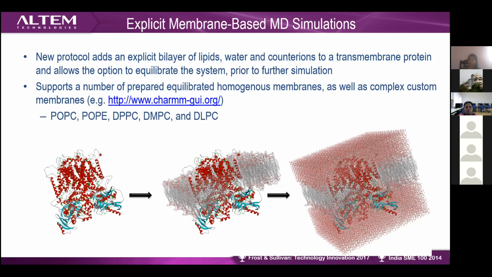So it can support a number of prepared, equilibrated as well as homogeneous membranes. Based on the membrane, there are some membranes available, for example POPC, POPE as well as DPPC. So these are the membranes which have been included in the CHARMm algorithm itself. Based on this membrane, you can equilibrate your system. Once you have equilibrated, you can pack your system. Once you have packed it, you can go for simulation. So this is your protein structure, protein-ligand or protein molecule structure.